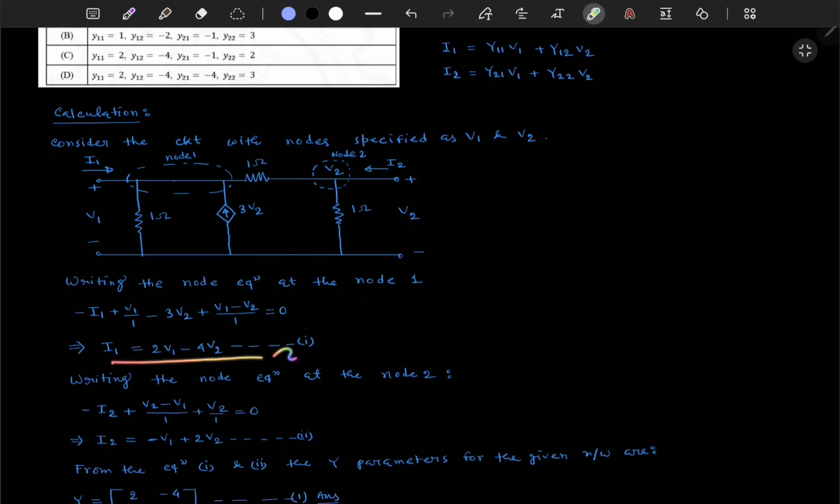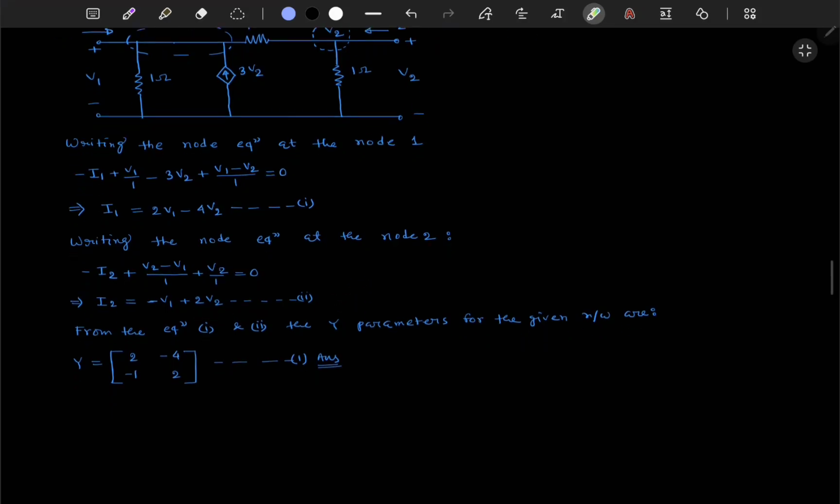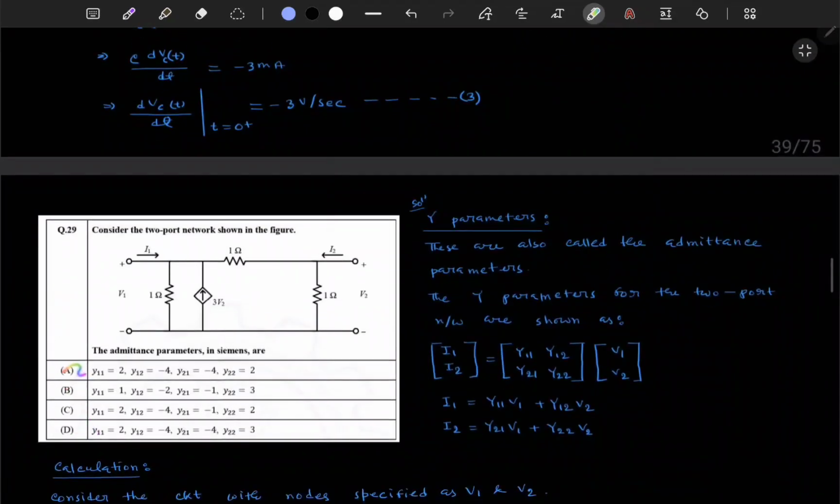Okay, so from here we will get I1. Now writing the node equation at node 2. Here also again we are writing the node equation, so I2 is entering, so minus I2, and then V2 minus V1 by 1, plus V2 by 1. Now I2 equals, here minus V1 plus V2, this will come. So for the Y parameters, like this, on the left side I1 will be there, and on the right side V1 and V2 terms will be there. So the Y parameters will be the coefficients of V1 and V2 right here. Okay, here -1, here 2, so you write this as the Y parameter. So this is matching with option A, you can cross check.